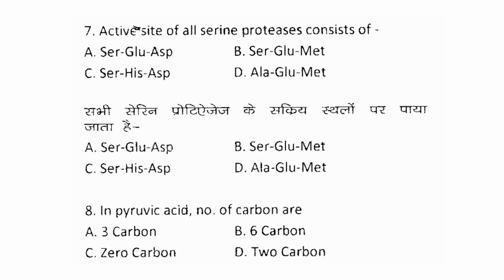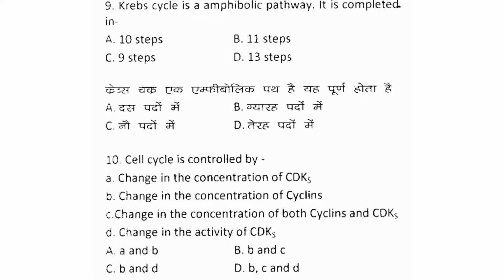The next question is, the active site of all serine proteases consists of. All serine proteases have serine at the active site, and they have this triad in their active site: serine, histidine, and aspartate. Next question is, in pyruvic acid, the number of carbon atoms is, so pyruvic acid is actually a 3 carbon molecule. Next question is, Krebs cycle is an amphibolic pathway. It is completed in, so the answer here will be 9 steps.